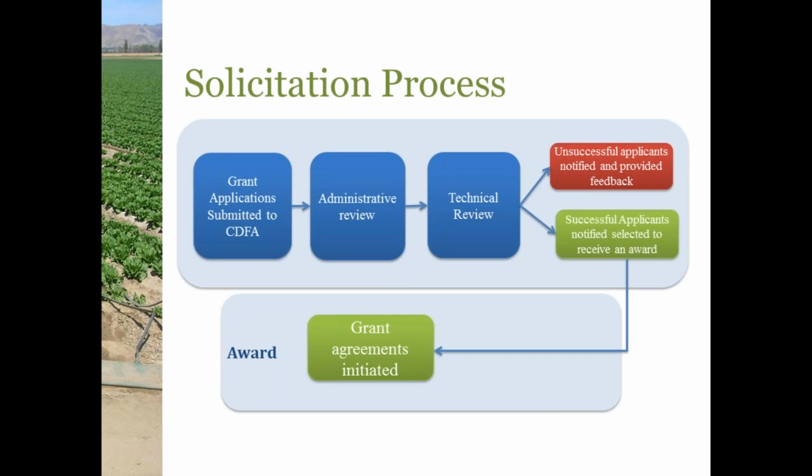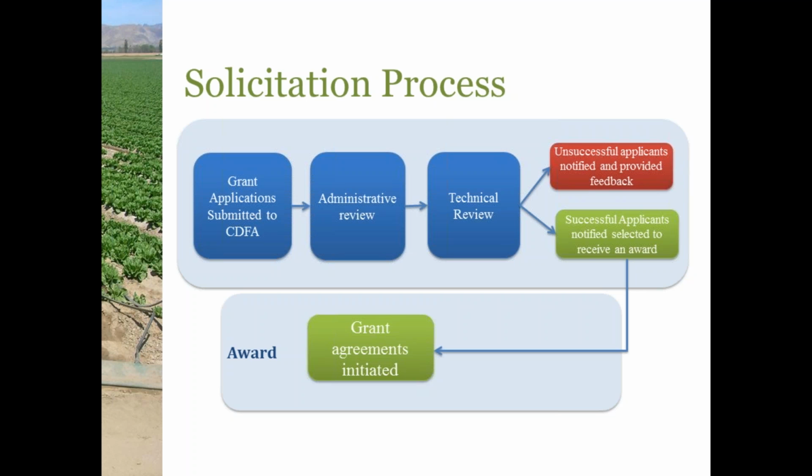This is just a general visual of our solicitation process. It's about a 5-month process. CDFA starts soliciting grant applications, and by the deadline of March 14th, 2017 at 5 p.m., applications are submitted to us. We undergo a review. There are 2 levels of review, an administrative review and a technical review. All applicants will be notified regarding the status of their applications, concluding the review process.